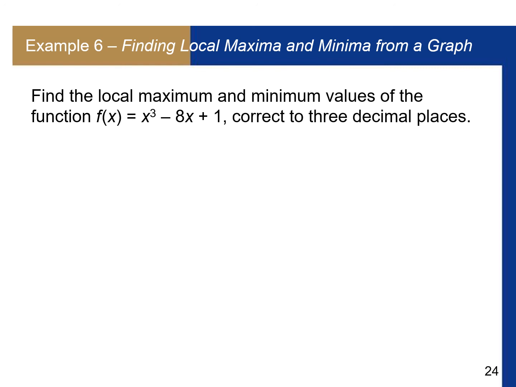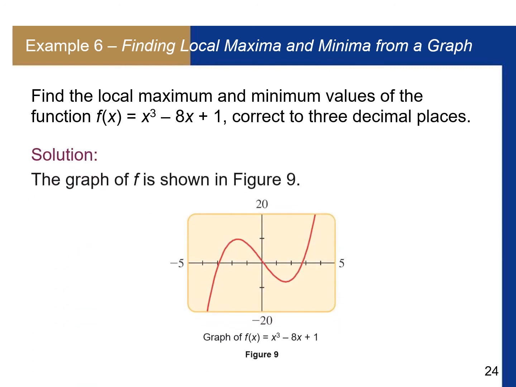Let's find the local maximum and minimum values of this. Now, in your mind, think about it. What is this going to look like? Looks to me like it's a cubic. I don't see any x squareds or x to the fourth in there. The highest degree is 3. So let's take a look at what this graph looks like.